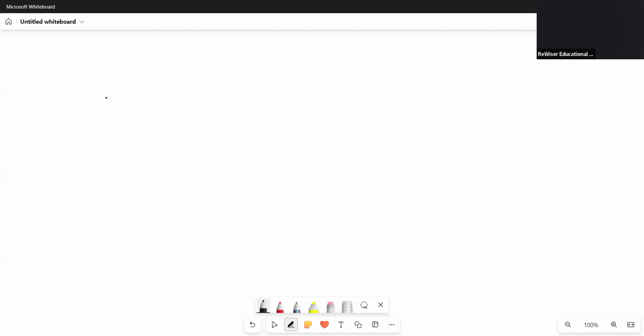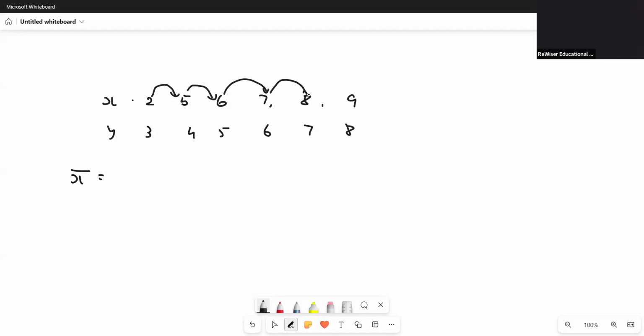Suppose we have x values given to us as 2, 5, 6, 7, 8, 9, and y values as 3, 4, 5, 6, 7, 8. We first have to find the mean of the x values, so we add all the x values. 2 plus 5 is 7, plus 6 is 13, plus 7 is 20, plus 8 is 28, and plus 9 is 37. The number of observations is 6, so that's 37 over 6, which is approximately 6.2.